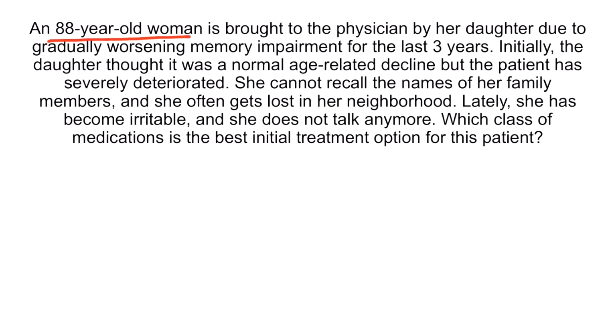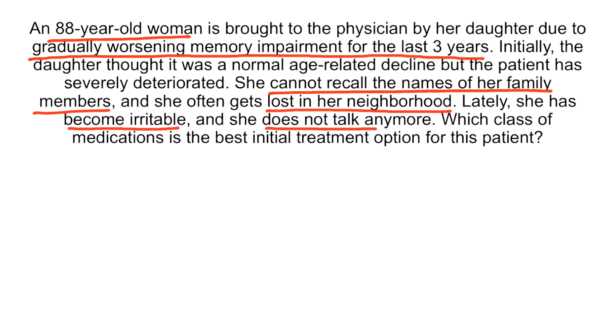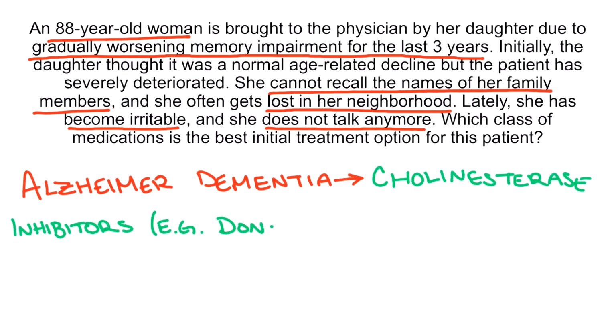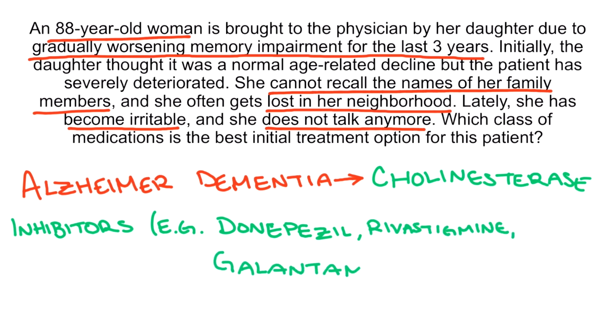This elderly patient has gradually worsening memory impairment for 3 years. She cannot recall names of family members, and she often gets lost in her neighborhood. Lately, she has become irritable, and she does not talk to anyone. Initial symptoms of dementia, followed by personality changes and mutism, are consistent with the diagnosis of Alzheimer's dementia. The best initial treatment options for Alzheimer's dementia are cholinesterase inhibitors such as donepezil, rivastigmine, or galantamine.